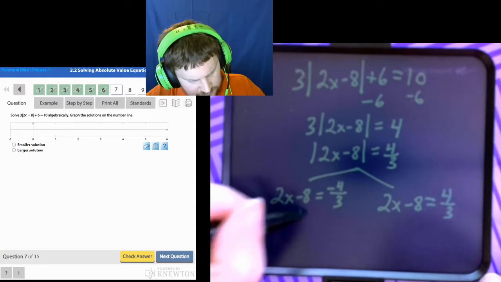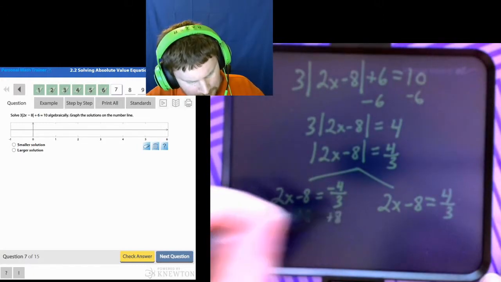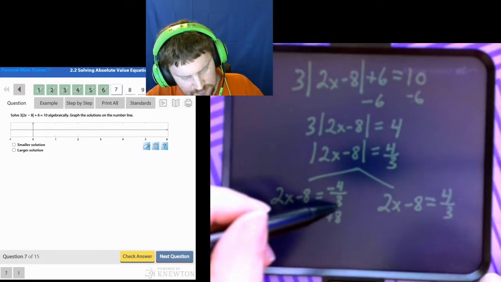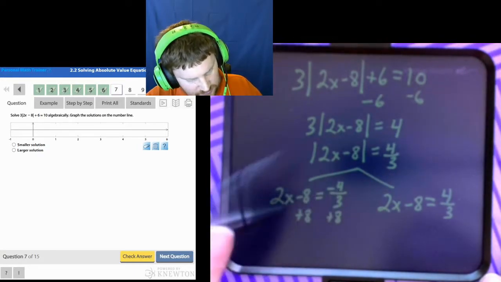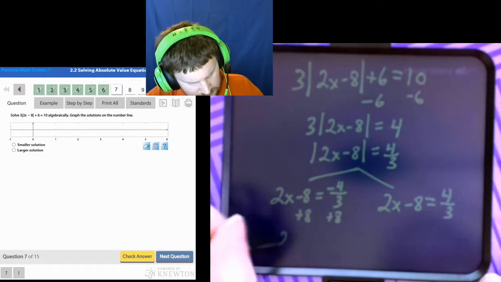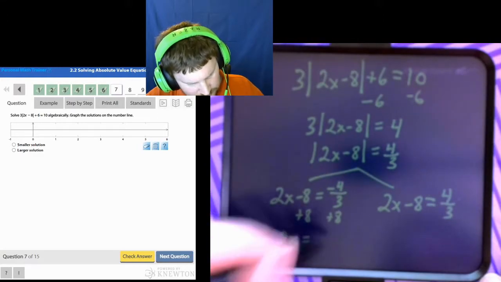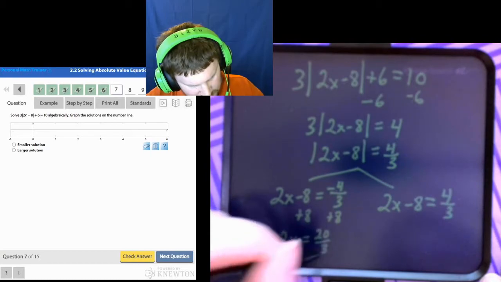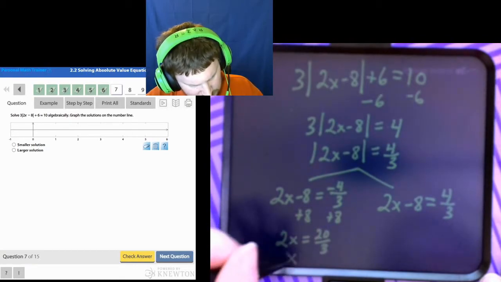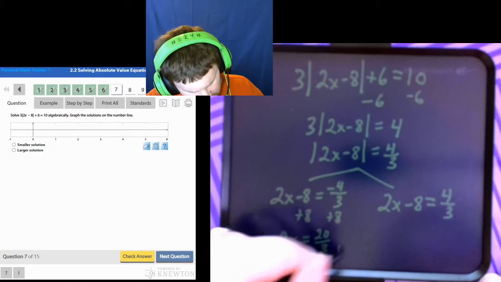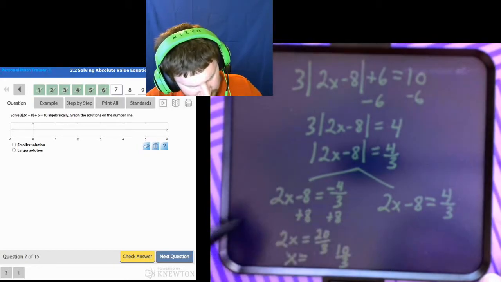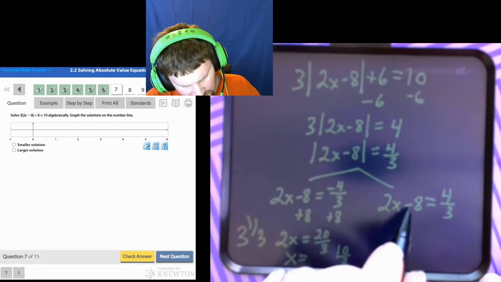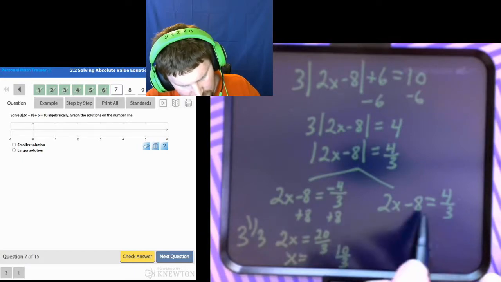Add 8 to both sides. 8 times 3 is 24, minus 4 is 20, so this is 20/3. So 2x equals 20 over 3. Divide each side by 2, we get x equals 10 over 3, which is the same as 3 and 1/3. On this side, we add 8.